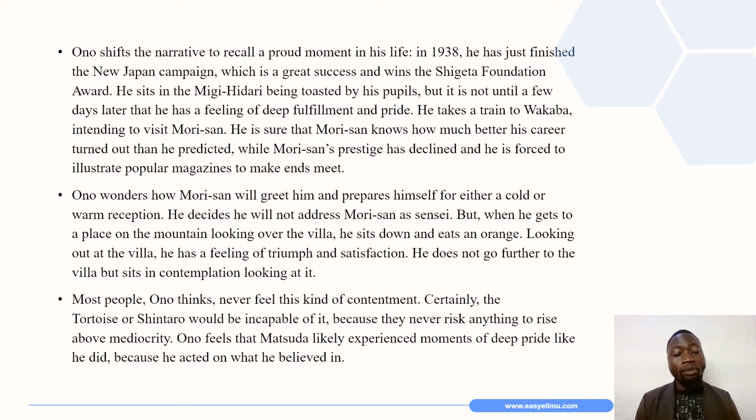As this happens, most people, Ono thinks, never feel this kind of contentment. Certainly the tortoise and Shintaro would be incapable of it because they never risk anything to rise above mediocrity. So up to this point, Ono feels that Masuda likely experienced moments of deep pride like he did because he acted on what he believed in.